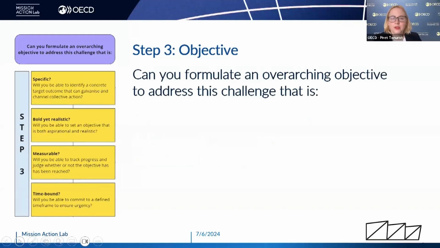And third step, can you formulate an overarching objective to address this challenge in a way that also responds to these 3 different criteria that I mentioned? But is it specific enough? What we see is a lot of mission-oriented policies being made in the climate space where we just say net zero. But this doesn't really seem to be very activating, in the sense that it becomes too broad for any actor to coalesce around, and there becomes a kind of generalization paralysis for different actors.